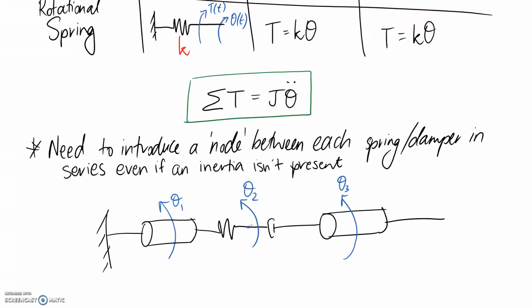At that point you've got no inertia, so when you draw the free body diagram of this point, we know that the sum of the torques has to equal J times theta double dot. J is the inertia. We don't actually have one at this point, so this side just goes to 0. That's the only real trick with these problems: just watch out if you do end up with components in series, so springs and dampers together, you need to make sure that you introduce that extra node to measure what's happening between them.